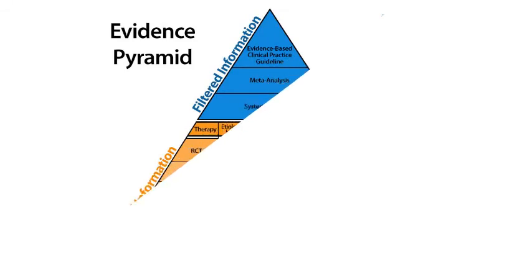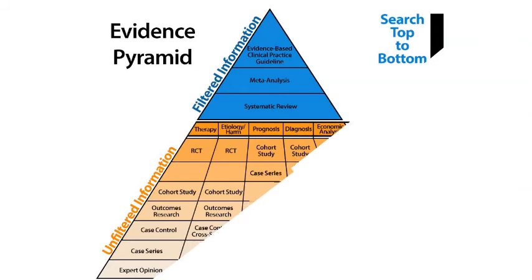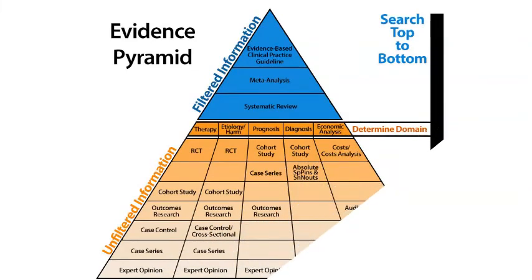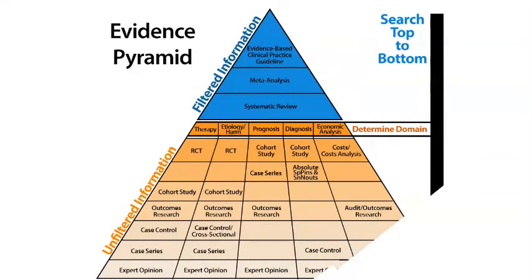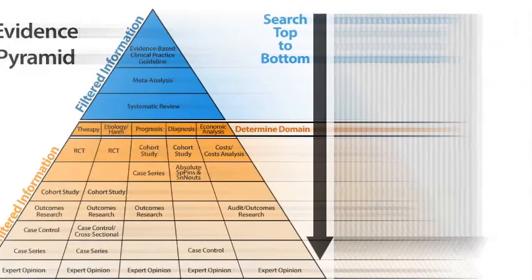The next slide shows us the evidence pyramid. Here we see unfiltered information at the bottom and filtered information at the top. The higher you go up the pyramid, the greater the rigor of the studies conducted and the greater the evidence provided. If you look at the bottom of the pyramid, you have here expert opinion, which does not constitute studies. Here we have opinions from experts who have not really conducted empirical studies.